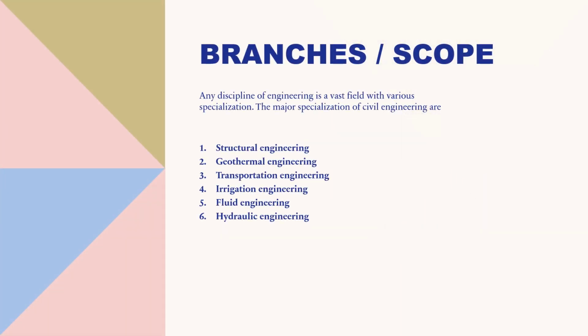And now we are going to discuss the branches and scopes of civil engineering. Civil engineering is a vast field with various specializations. The major specializations of civil engineering are structural engineering, geotechnical engineering, transportation engineering, irrigation engineering, and hydraulic engineering.